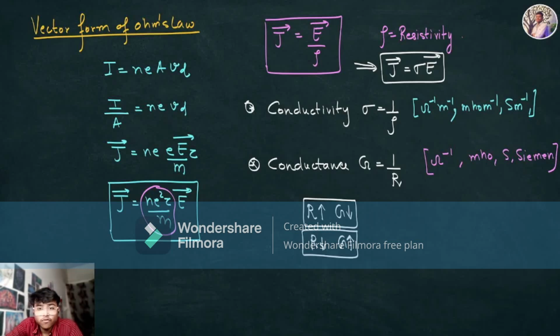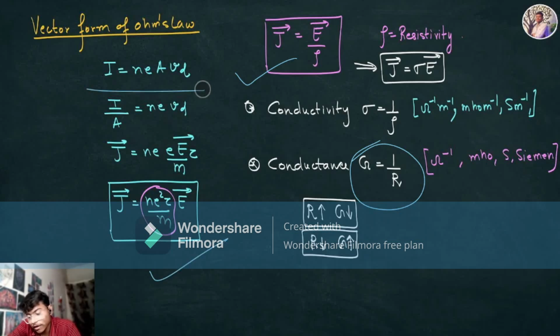And there is a vector form of Ohm's law also. So we can write J in terms of the electric field: J is equal to E by rho, so conductivity can be written as 1 by rho. And the conductance is 1 by R. You have to know the analogies: resistance is R, conductance is 1 by R, resistivity is rho, and just opposite of it is conductivity. So this is the formula coming out.